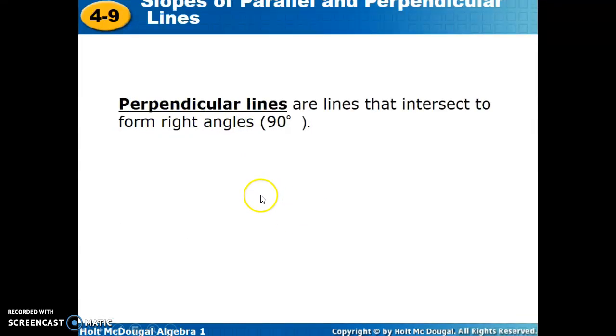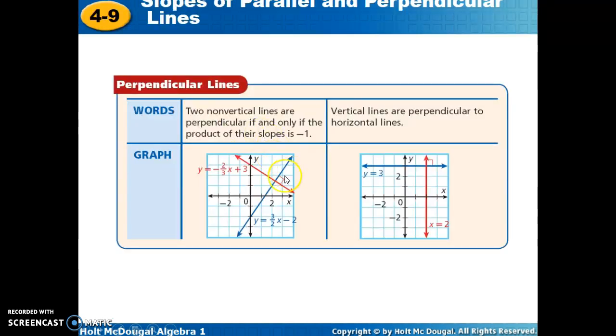Perpendicular lines now have a different concept. We know that those lines intersect at a 90-degree angle. Well, that's easy to see and guesstimate, and we can see from this example that a horizontal and a vertical line will always present a case of perpendicular lines. Two non-vertical lines are perpendicular if and only if the product of their slopes is -1. Let me restate that. The product of the slopes is -1.